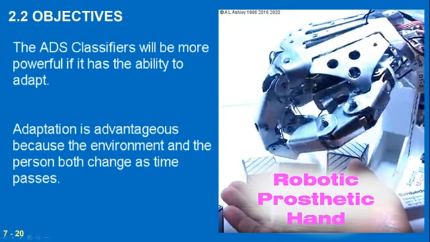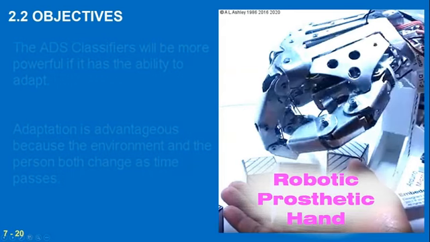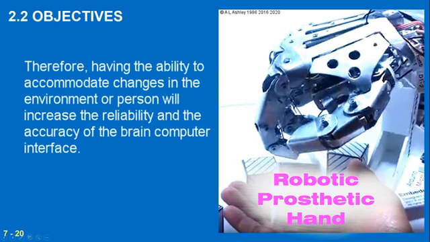The ADS classifier will be more powerful if it has the ability to adapt. Adaptation is advantageous because the environment and the person both change as time passes. Therefore, having the ability to accommodate changes in the environment or person will increase the reliability and the accuracy of the brain-computer interface.